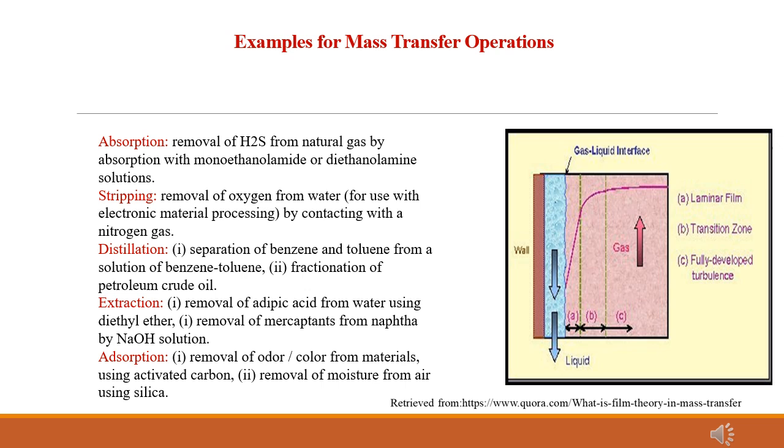The importance of mass transfer operations in chemical engineering is profound. There is scarcely any chemical process which doesn't require either a preliminary purification of raw materials or a final separation of products from byproducts, and for this mass transfer operations are commonly used. Examples of mass transfer operations are absorption, adsorption, distillation, extraction, and stripping.